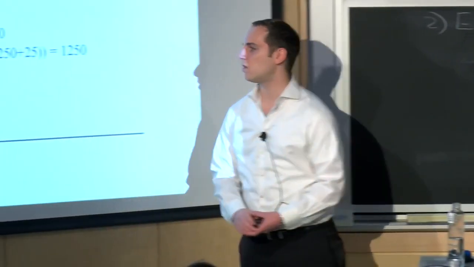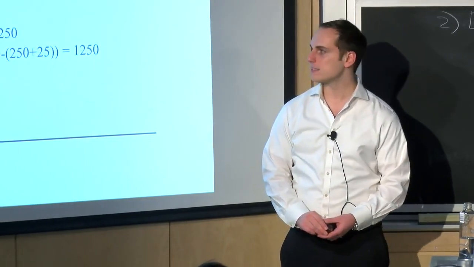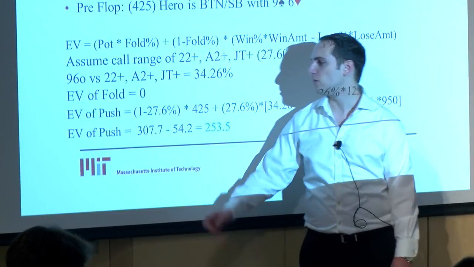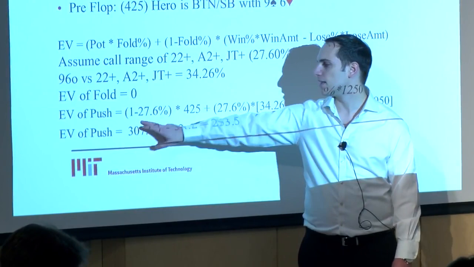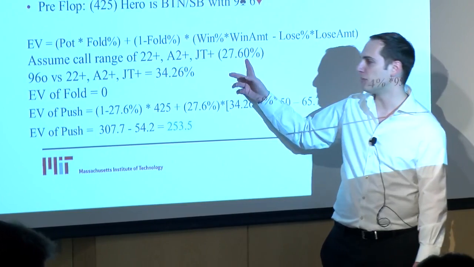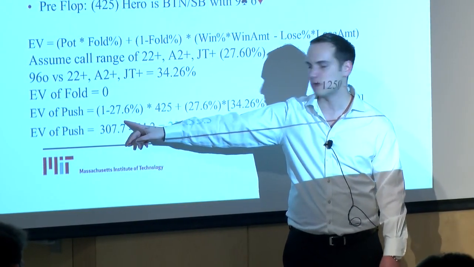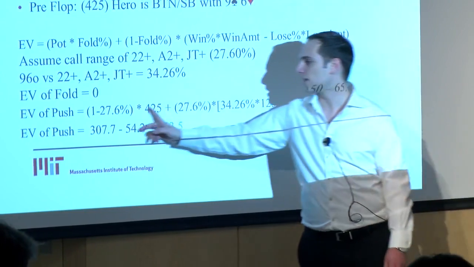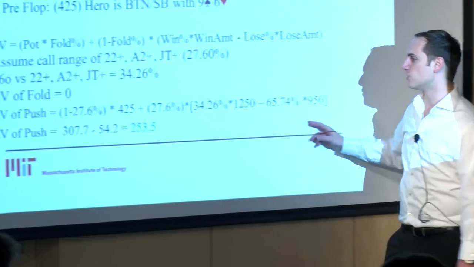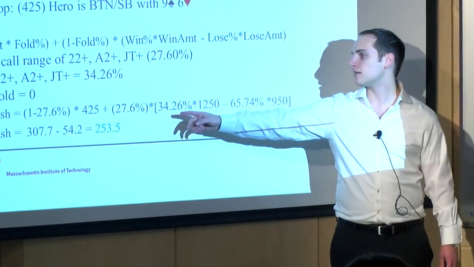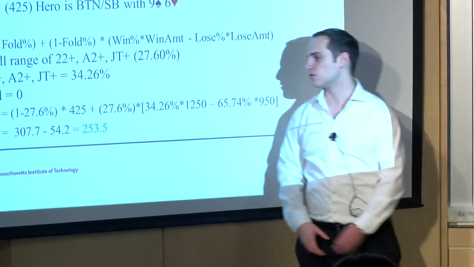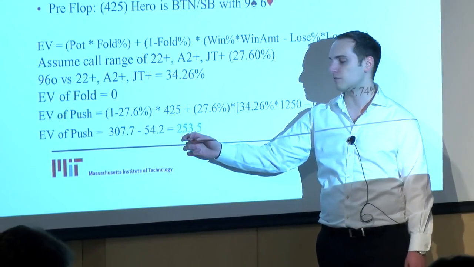So we can calculate our EV in this hand in the same way that we're used to calculating semi-bluffing EV. The EV of the push is going to be the chance of him folding times 425. If he calls 27% of the time, that means he folds whatever this is 73% of the time. So that's our value from him folding, the fold equity. And then 27% of the time, we're in a showdown situation where, of that portion of the time that he calls, we're 35% to win 1250 and we're 65% to lose 950, resulting in a total equity of 253.